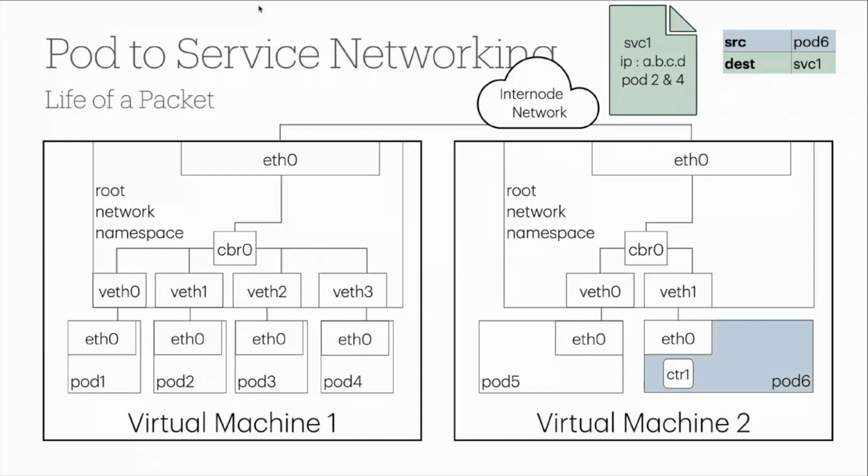So every service has an IP, and you route traffic to a service. The service is backed by pods and the traffic goes to one of the pods, right? Service ऐसी काम करती है. Now in this diagram, pod 6 is the source and destination is service 1.